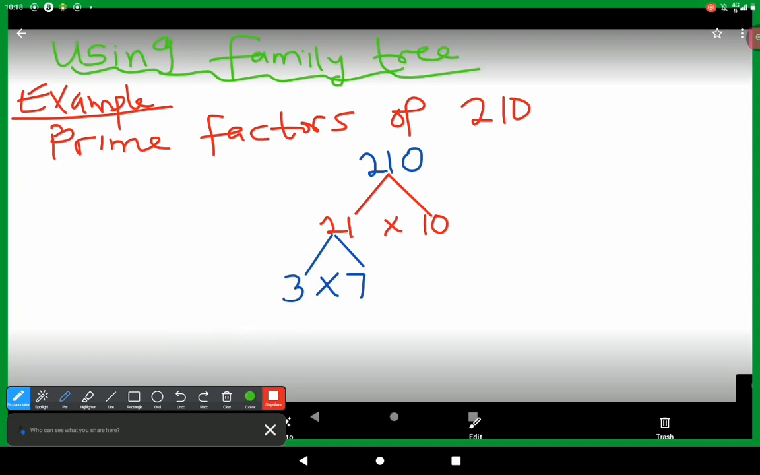Okay. Then what are the two numbers? If I multiply together, I'm going to get 10. Then I can have 2 times 5. Yes, thank you. 2 times 5.